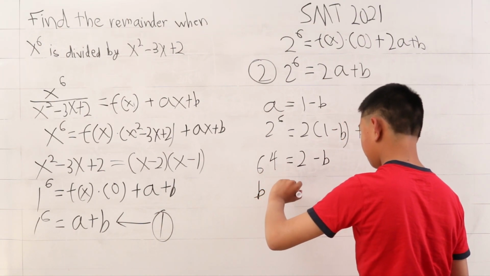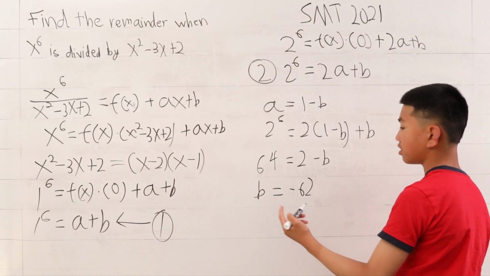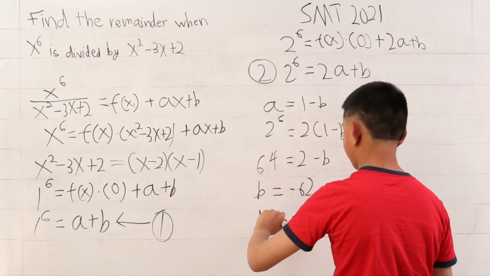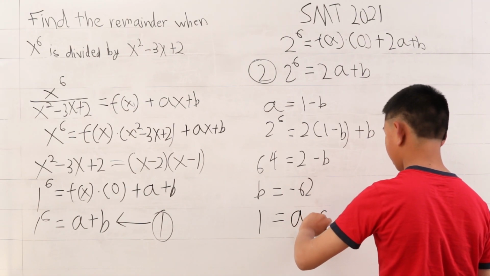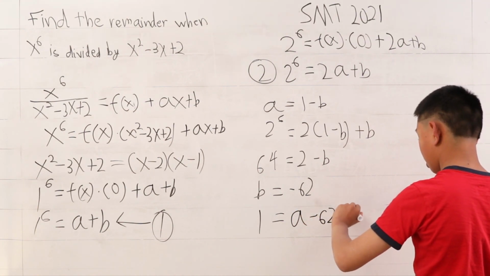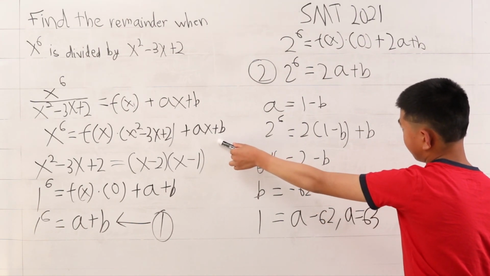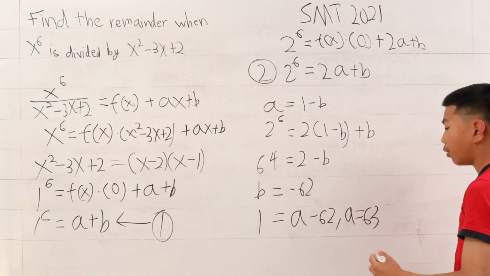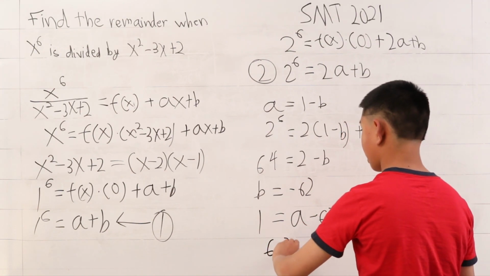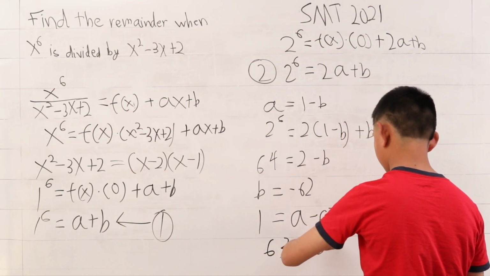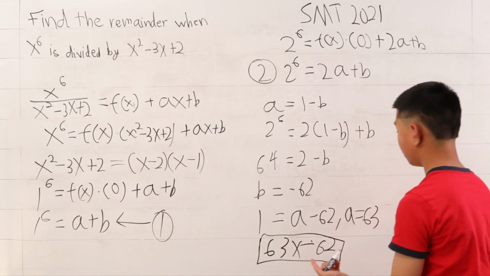B is equal to negative 62. When b is negative 62, so basically 1 to the power of 6 is still 1, so 1 equals a minus 62. A equals 63. And now we can just put it into this remainder, or ax plus b. So our answer is 63x minus 62. That is the remainder. The x is unknown because it is a changing value, but we have our answer.